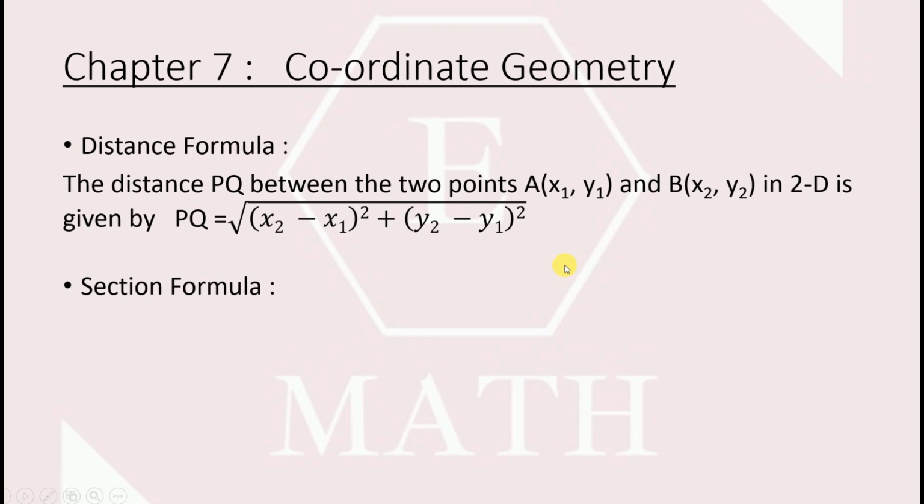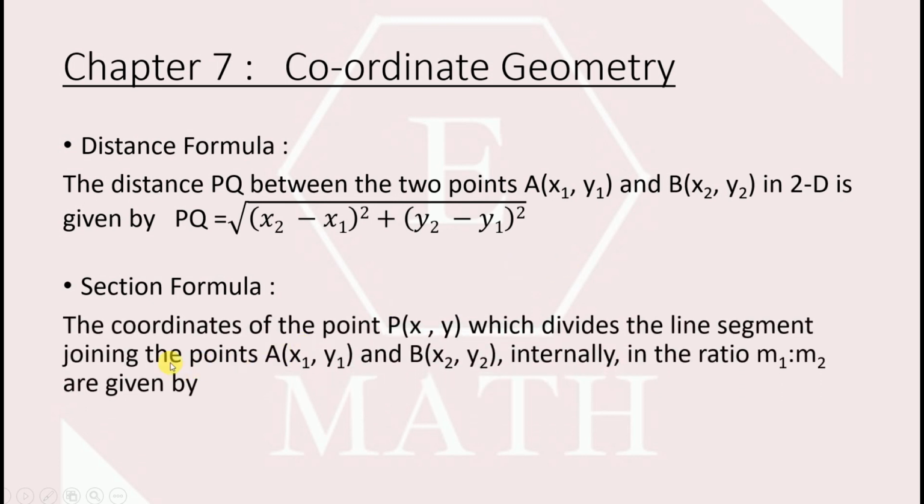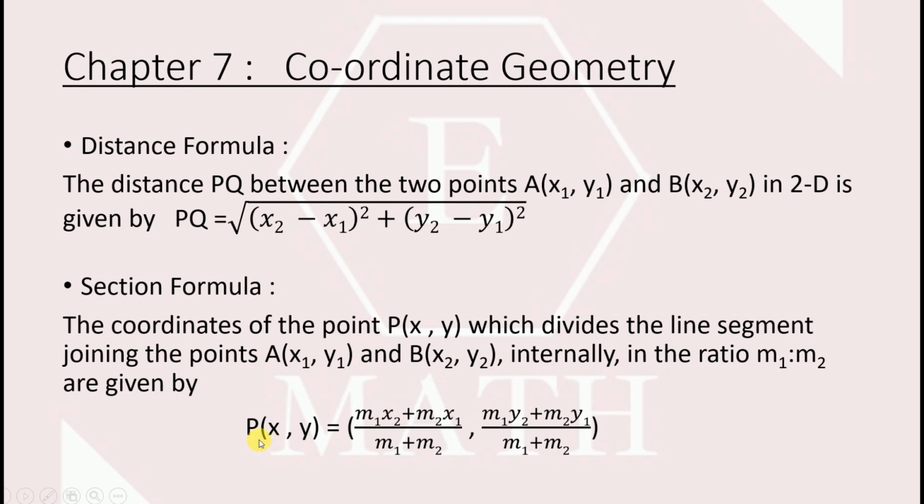Then comes section formula. According to this formula, we have the coordinates of the point P of x, y, which divides the line segment joining the points A of x1, y1 and B of x2, y2 internally in the ratio m1 is to m2, given by this formula. P of x, y will be equal to m1 x2 plus m2 x1 whole divided by m1 plus m2, comma, m1 y2 plus m2 y1 divided by m1 plus m2. This is the x coordinate and this is the y coordinate. So these are the coordinates of the section formula.